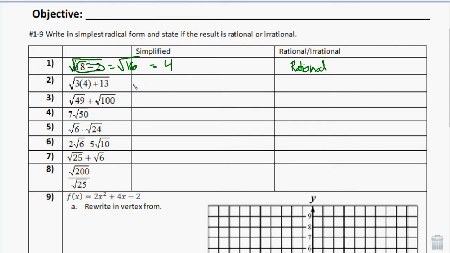Number 2, follow those order of operations. Do the 3 times 4 first, and you get 12. And you have to do 12 plus 13 before you take any square roots, which is 25. The square root of 25 is 5. That's the simplified version, and that is rational.